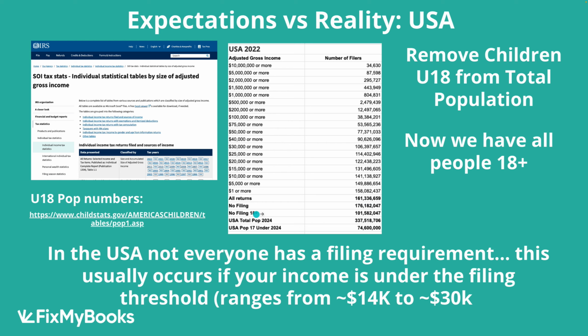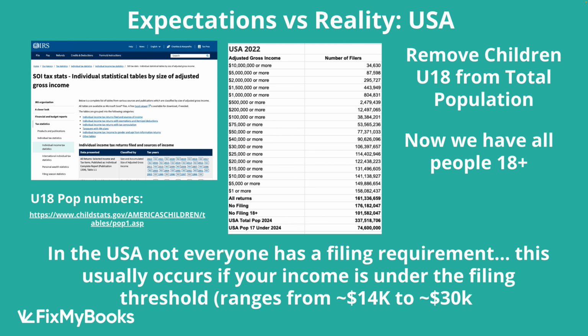And then we need the 18 and over again, so we need the US population of 17 and under, which is 74,600,000, and we subtract these two numbers, and so we get this. We get 101 and a half million people over 18 that don't file a tax return.